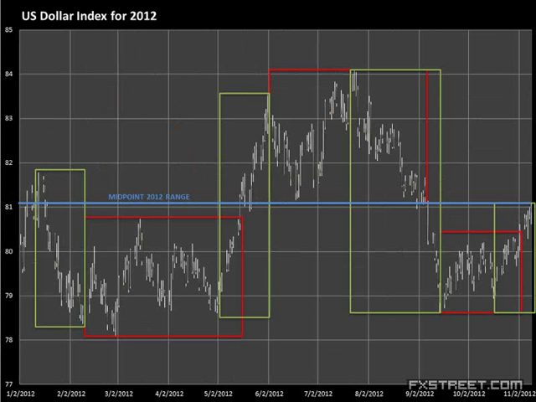Take a look at the dollar index for 2012 just on a chart here. We had a trend to the downside and then a sideways trend, a trend to the upside and then sideways, and then a trend to the downside and sideways. And we're right around the midpoint of the 2012 trading range right now. We're right in the middle. The market doesn't know what it wants to do. This is an uncertain environment.